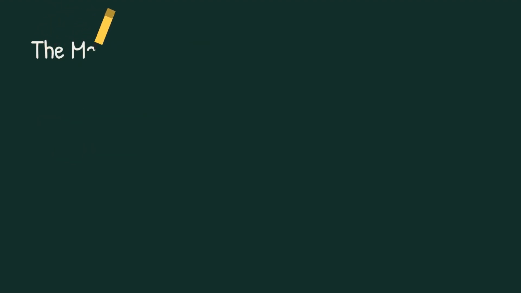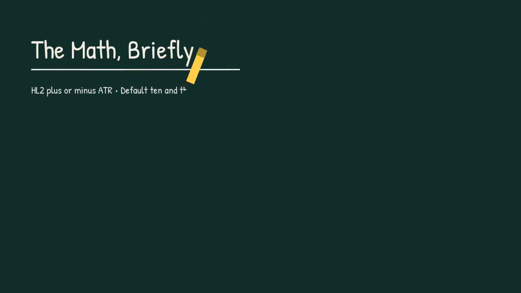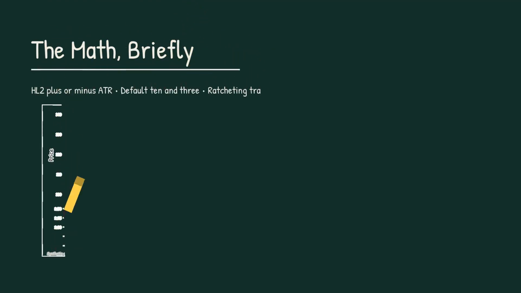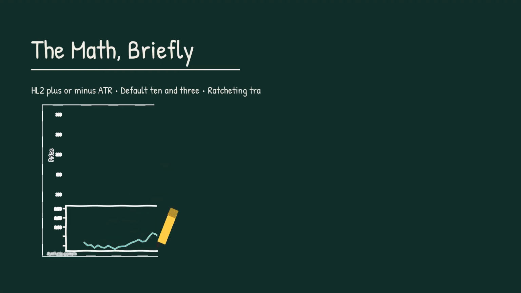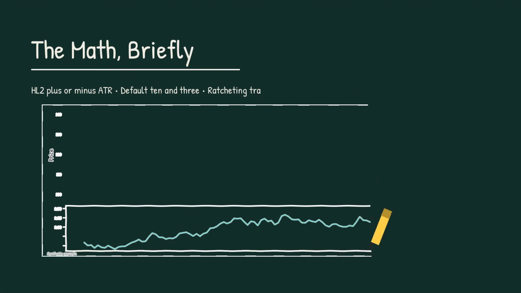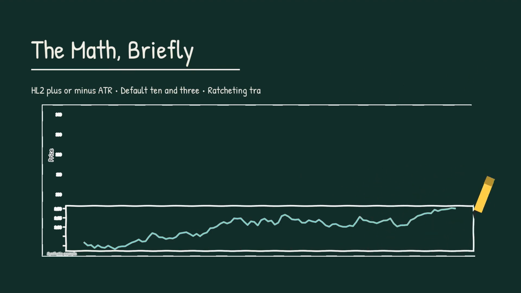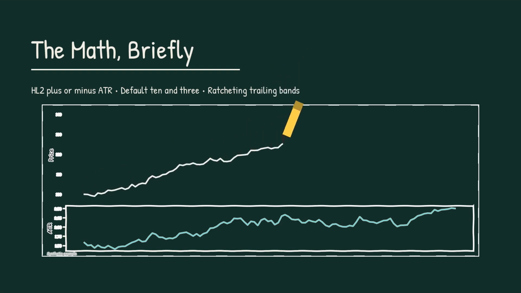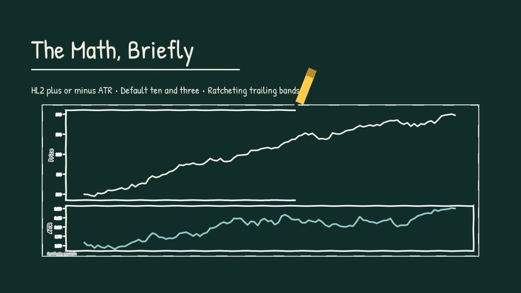Here's the formula. Take the median of the high and low, call it HL2. Compute ATR over your chosen period, usually 10. The upper basic band is HL2 plus a multiplier times ATR. The lower basic band is HL2 minus that same multiplier times ATR. The default multiplier is 3. Then apply a ratchet rule. The final upper band can only move down, never up, while the trend is down. And the final lower band can only move up, never down, while the trend is up.